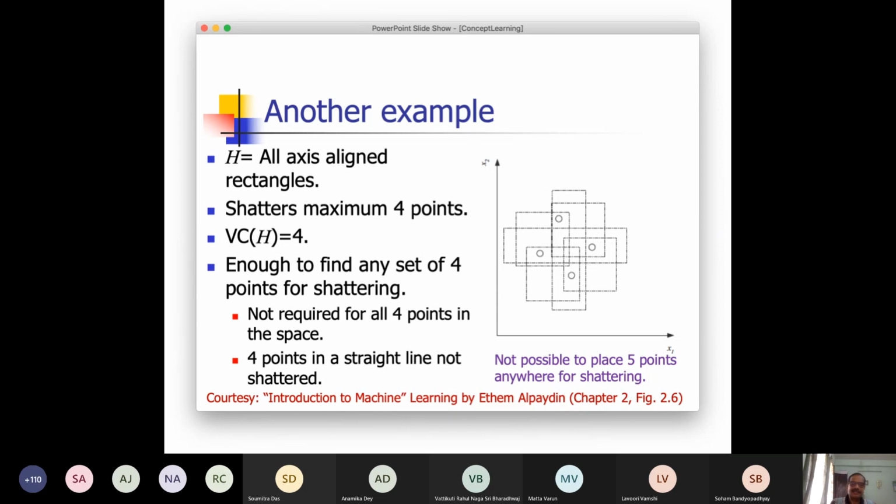So this is what you should once again note, that if there exists any such subset which can be shattered, that is sufficient to say that its VC dimension is at least that number, the cardinality of that set.